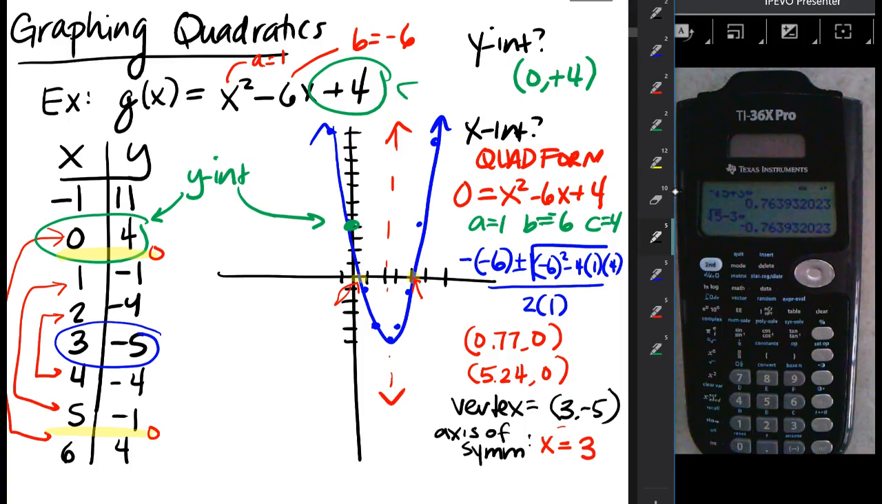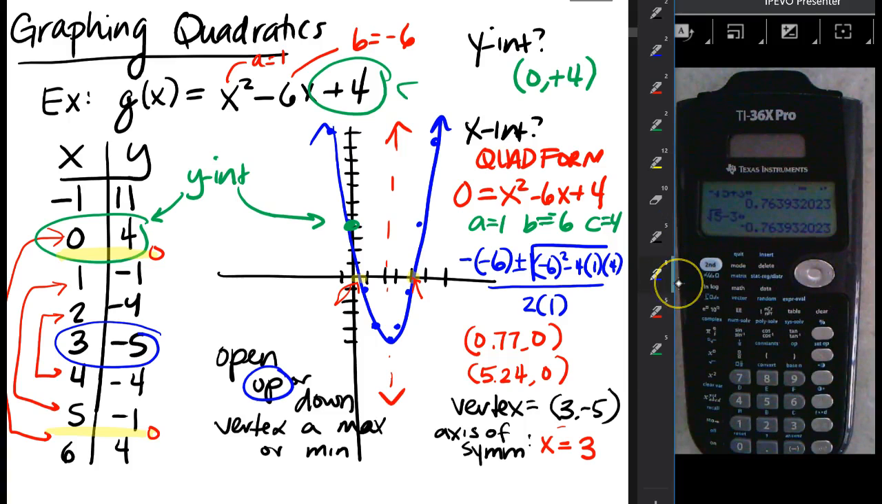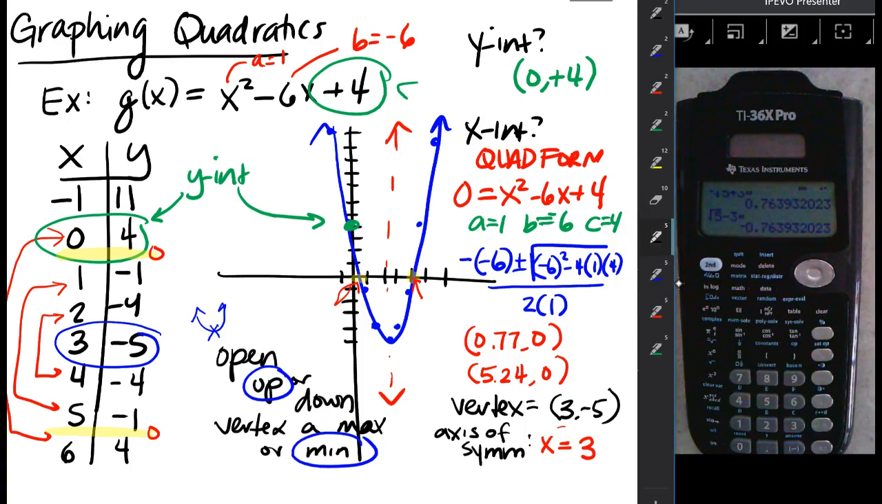We may be asked, does this thing open up or down? Which again, we could actually look at the graph or just look at the fact that our A is positive to see this thing opens up. We may be asked, is the vertex a max or min? And again, if we look at the graph, this is straightforward. If we didn't have a graph, we would just quickly sketch an upward facing parabola and realize the bottom is the minimum. And then we have 2 more pieces, our domain and our range.